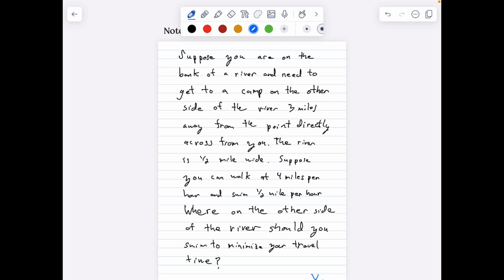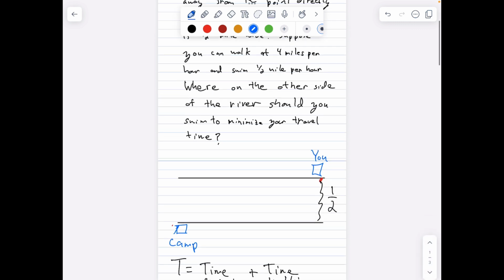So today we've got an optimization problem. Suppose you're on the bank of a river and need to get to a camp on the other side of the river, 3 miles away from the point directly across from you. The river is half a mile wide. Suppose you can walk at 4 miles per hour and swim at half a mile per hour. Where on the other side of the river should you swim to minimize your travel time?